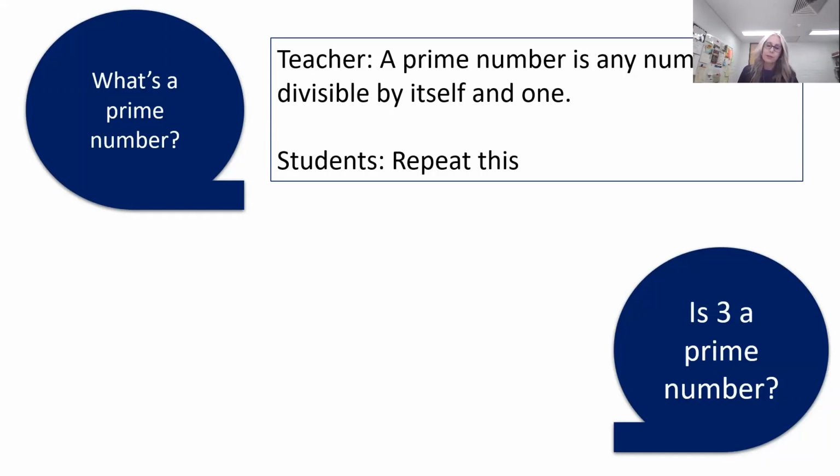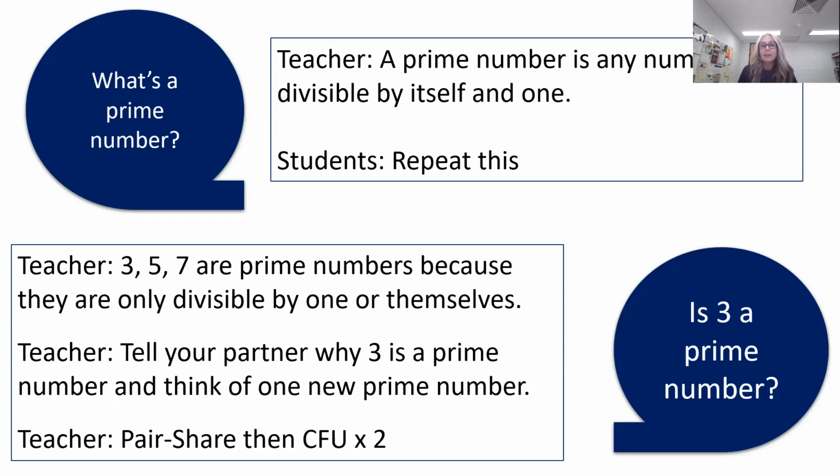So I teach first. Then I might say 3, 5 and 7 are prime numbers because they are only divisible by 1 or themselves. Tell your partner why 3 is a prime number and think of one new prime number. And if you're really stuck, the answer's on the screen. Then I get the children to pair share, and then I'd individually check 2 children, checking for understanding, non-volunteers, to see how they're going and how I'm going. That would be better than saying what's a prime number.